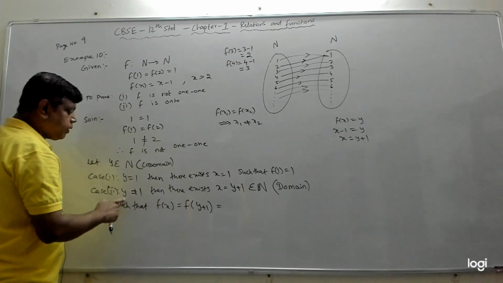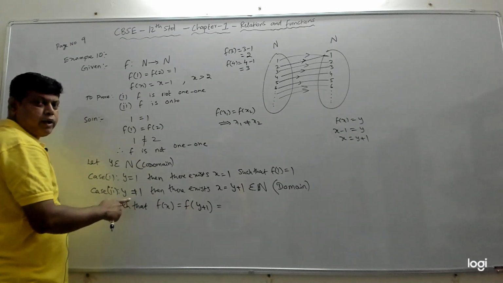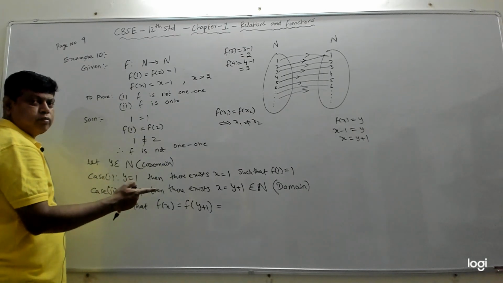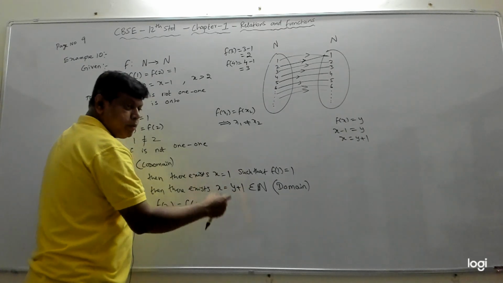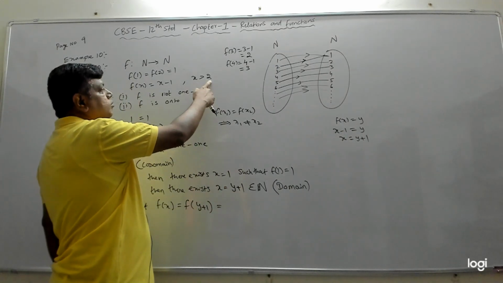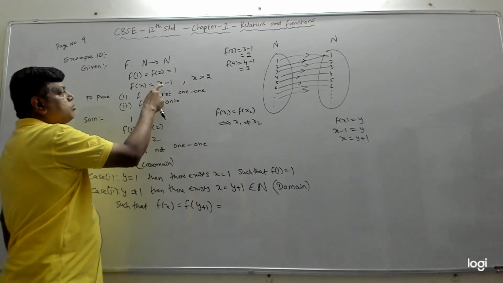Because the minimum value for y is 2, because it cannot be equal to 1. If y cannot be equal to 1 means y has to be 2, because y is a natural number. So y should be minimum 2. If y is 2, x should be minimum 3, which means x is greater than 2, because x is 3 minimum. So if it is greater than 2, we have to use this function.